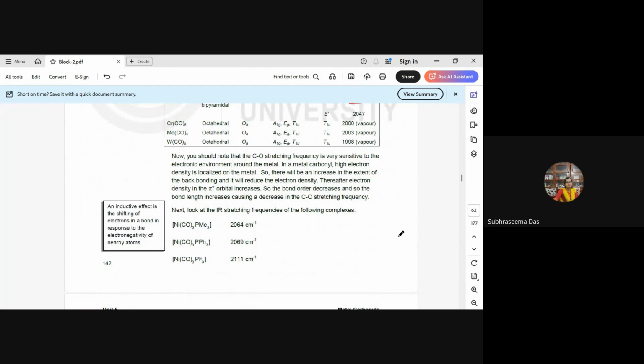Now we should also note that this CO stretching frequency is very sensitive to the environment around the metal. In a metal carbonyl, high electron density is always localized on the metal. So there will be an increase in the extent of back bonding.